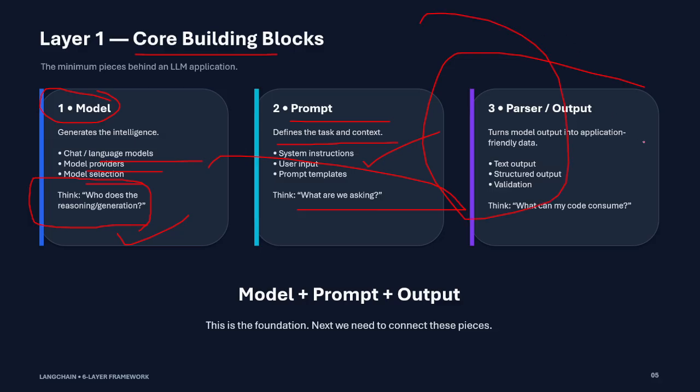And the parser: whatever response we are getting from the model side, we are representing on the user side. It may be in text output format, structured output, or validations, whatever data we need to represent on the user side. So this is the final thing that we have on this layer. We have model, prompt, and output.